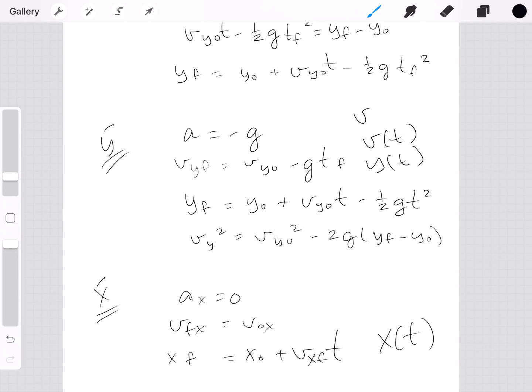And now we have a velocity in terms of position in the y. Both of these equations are v equals, but they're very different because there are different components that are inside of them. So we're going to use these equations to solve for what we were given.